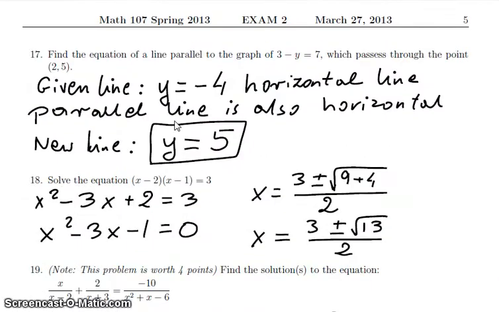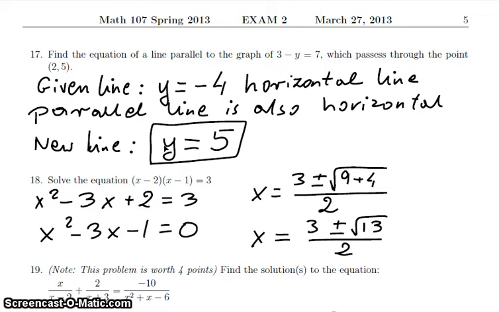Problem 17. Find the equation of a line parallel to the graph of 3 minus y equals 7. Note, there aren't any x's in the equation, and the line passes through the point 2, 5. So the given line is y is equal to negative 4 if you add y to both sides and subtract 7 from both sides, which is a horizontal line. And a parallel line to a horizontal line is also horizontal.